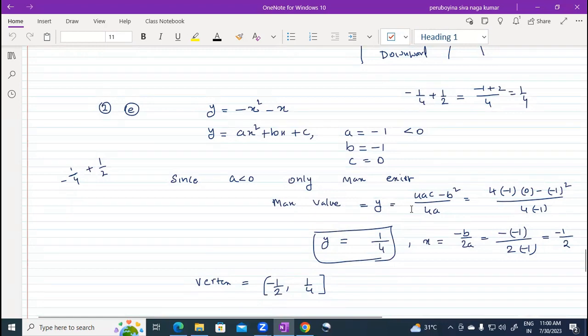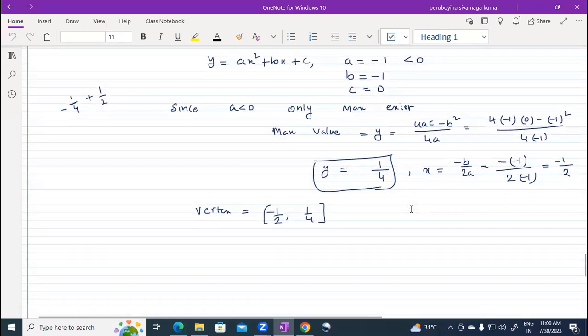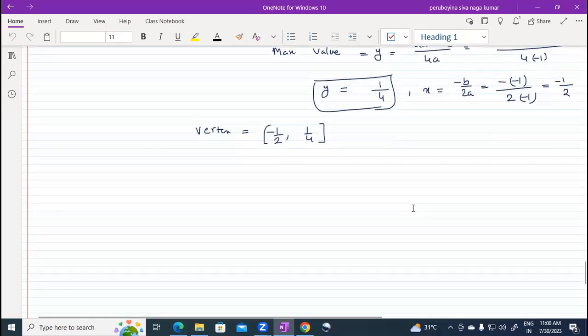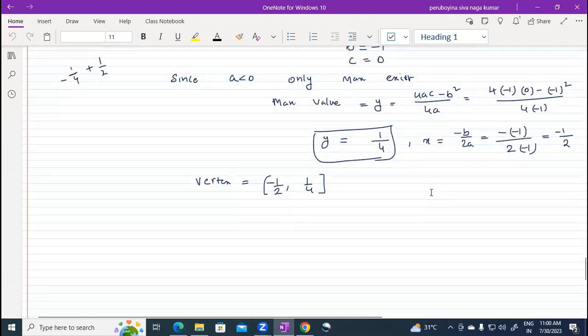And to get the minimum value, you use the formula x equal to minus b by 2a. That is the value of x. Here we will not attain it, because this function is not having any minimum value. But in general, when we have to find the minimum value, the same formulas you should use.